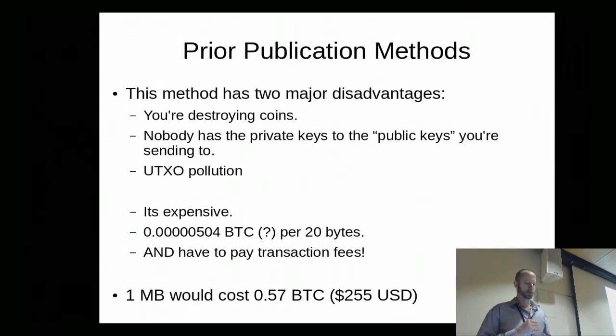So another major disadvantage is that it's very expensive. The current minimum that you can send to an address, I think, is 0.0000504 Bitcoin. So you would have to send that minimum amount for every 20 bytes you want to publish. And that gets really expensive. And on top of that, you have to pay transaction fees. So one megabyte, if you wanted to push out with this method, would cost about 0.6 Bitcoin, which at today's rate is $255. So that's pretty expensive for just 1 megabyte.